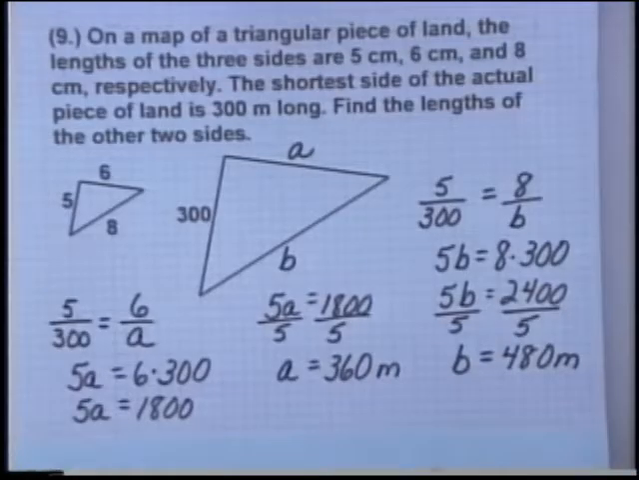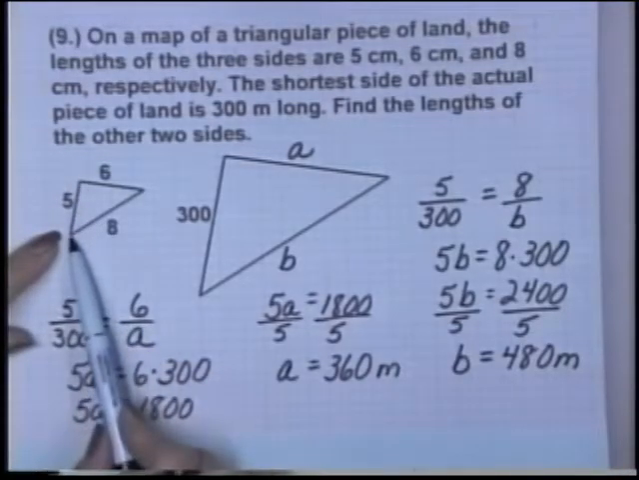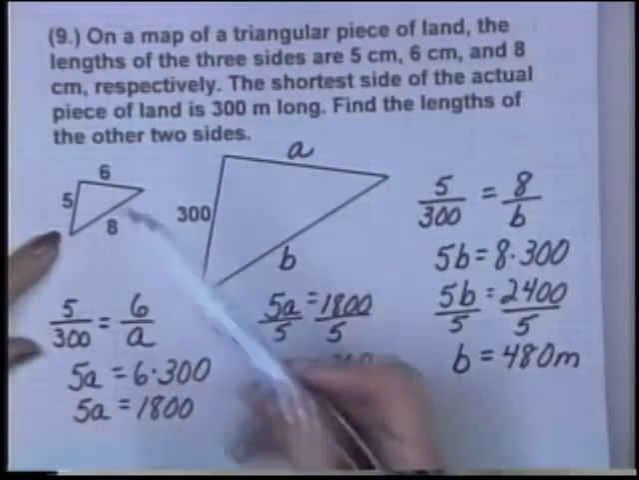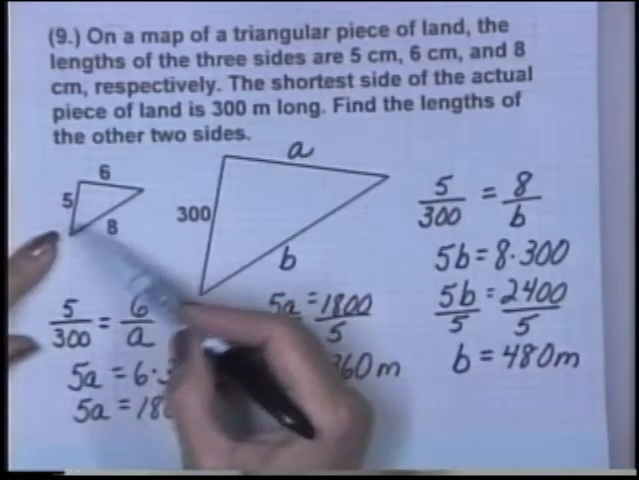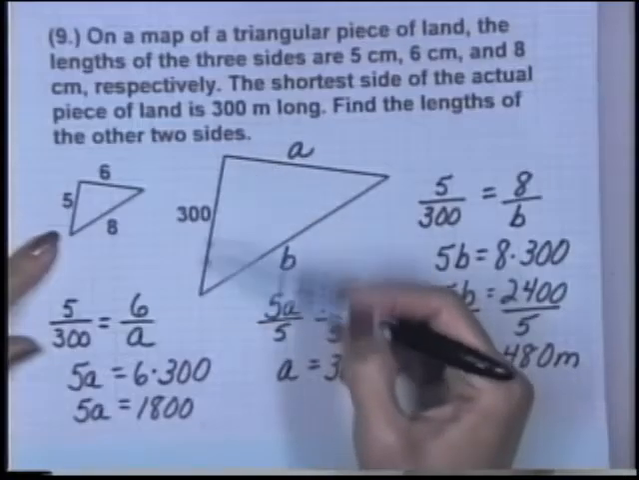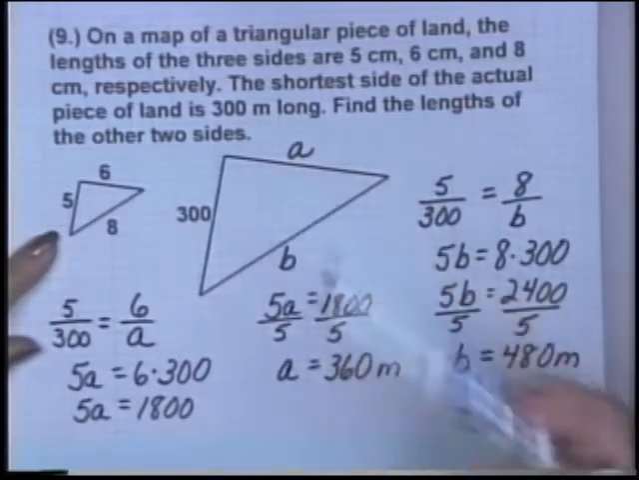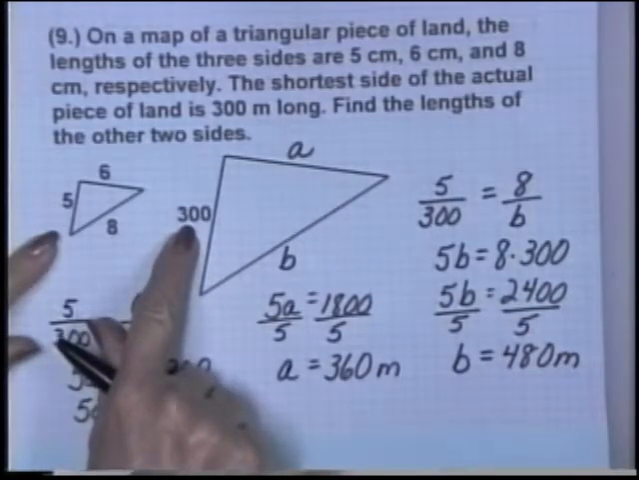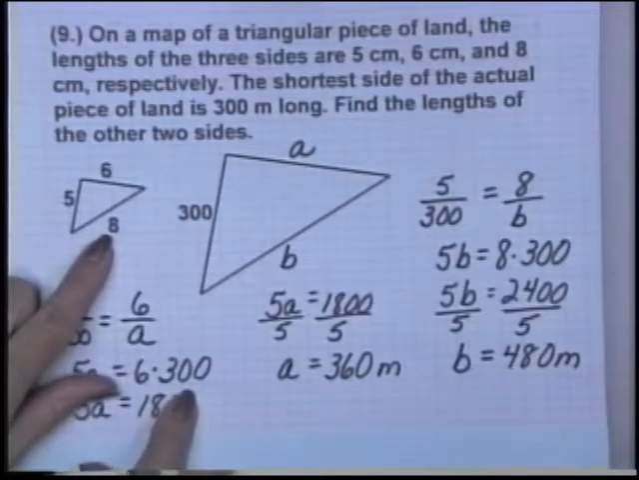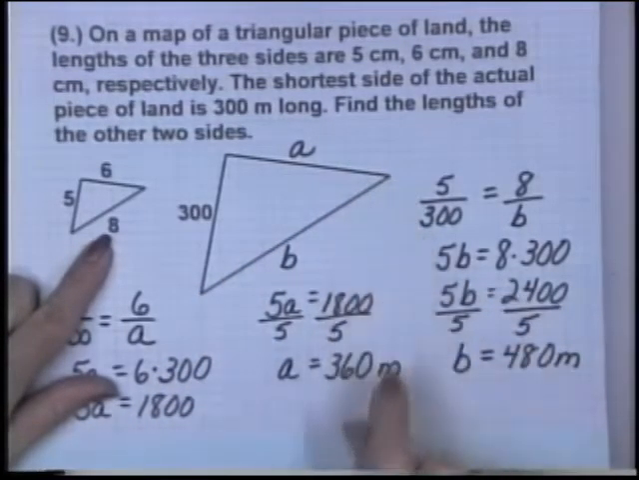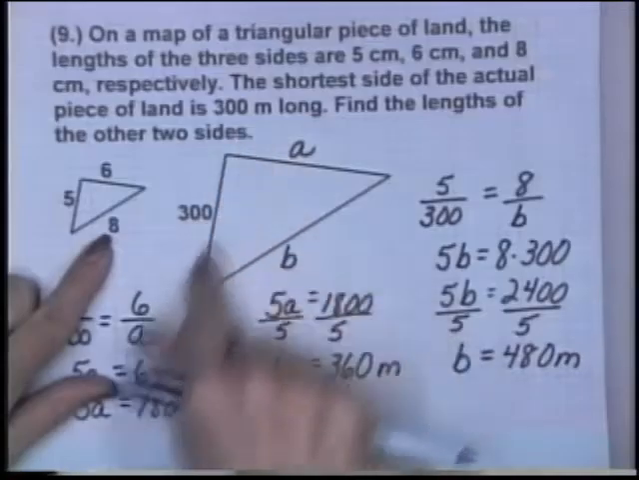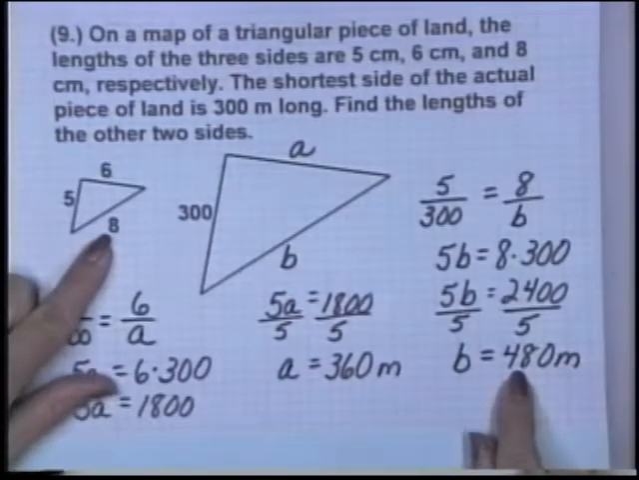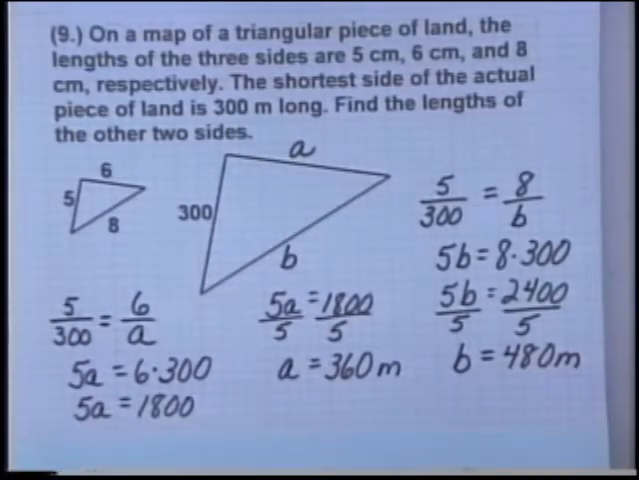One thing you might check: if these are similar triangles, and this is the shortest side in this little triangle, then this should be the shortest side in the larger triangle, and notice it is. The 8 is the longer side, so the B should be the longest side in the larger triangle, and notice that it is. That doesn't make it right, but that is sort of a way to check.